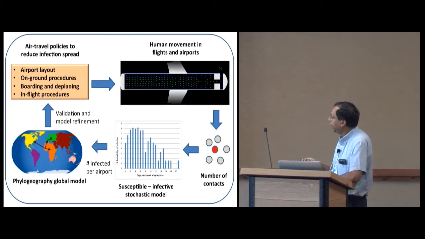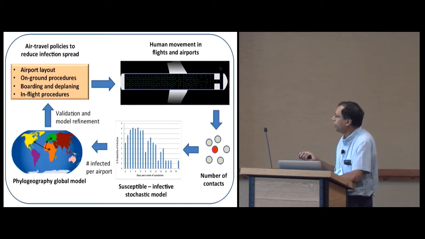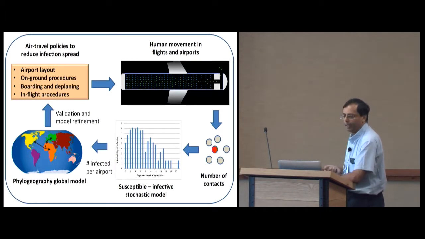Then based on what happens at a given airport, we want to get some global data. Ideally, we would like to feed it to a phylogeography model which uses genetic and geographic information. Right now, this is an independent component. We haven't linked that. Instead, what we do is we just aggregate the result for each airport and get the result for the whole global scale. Okay. And of course, we would refine the model based on this.